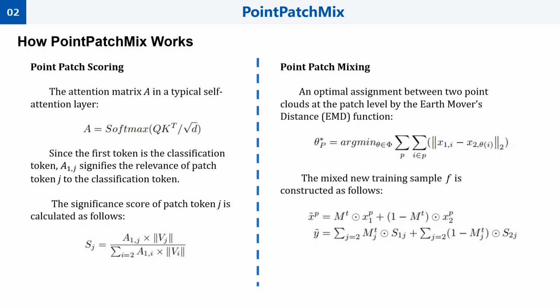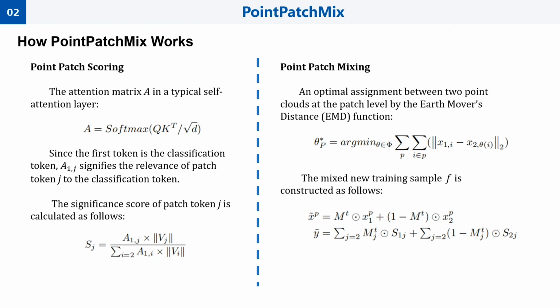First, the point patch scoring module can generate content-based targets. Our intuition is that not all patches in point clouds contribute equally to classification accuracy. Consequently, a crucial aspect of our approach is determining each patch's significance score. In a typical self-attention layer of a transformer, the attention matrix A can be obtained by queries and keys, both of which are derived from the input token. In our module, the first token is the classification token, so A_{1,j} signifies the relevance of patch token j to the classification token. In this way we can easily get the significance score of each patch.